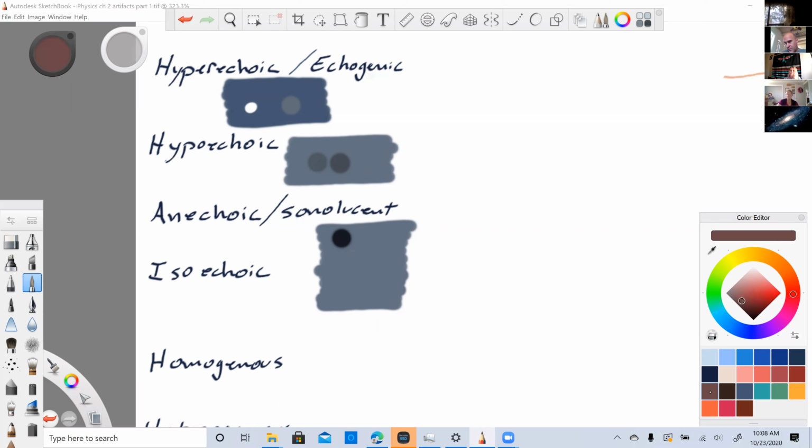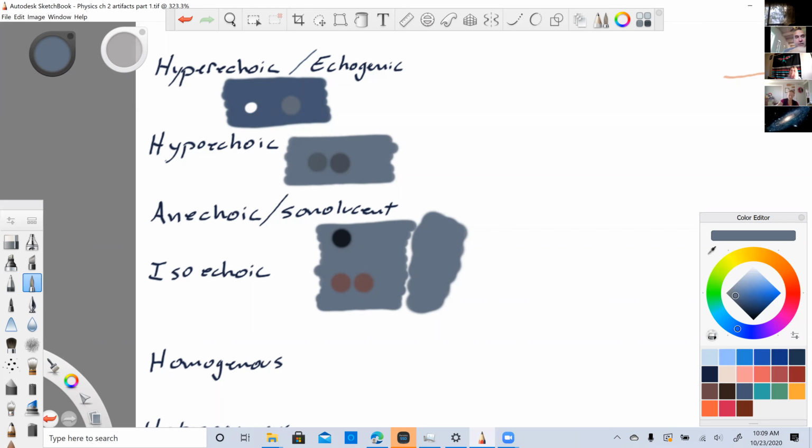Isoechoic, let's just do, if I have a structure there and then another structure, we could say that those two dots are isoechoic to each other. Maybe those two little lesions are isoechoic to each other. But I could also say that this tissue over here, we'll just separate it by a slight whatever, those two tissues are isoechoic because they're the same echogenicity. The same average number of echoes is coming back to the transducer from each one of those tissues.